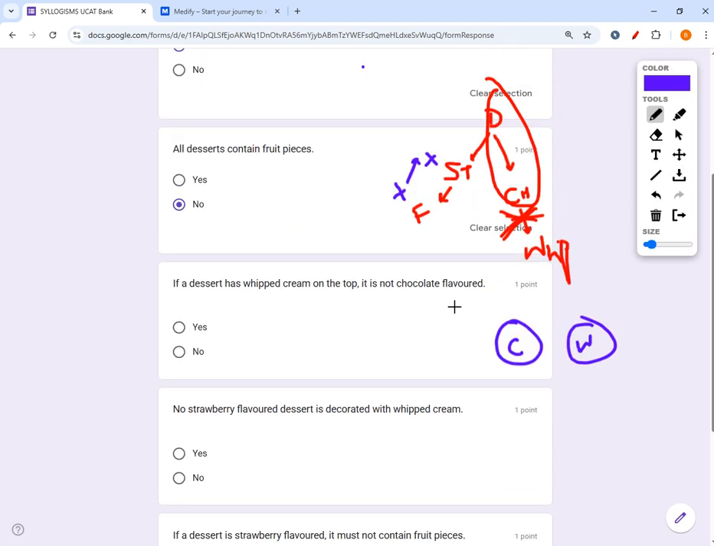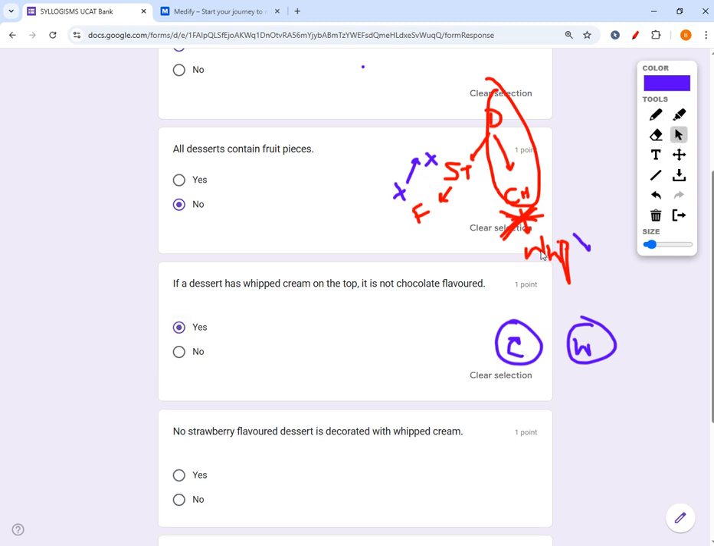If a dessert has whipped cream, it is not chocolate flavored. Oh yeah, he's negating it. If it has whipped cream, it is not chocolate flavored, so 100% agree. They are mutually exclusive, like in GCSE maths, stats, A-level. Is it chocolate cream? It is not chocolate flavored. Of course, we agree with him. If it has whipped cream, it is not chocolate flavored. Agreed. There's absolutely no overlap.